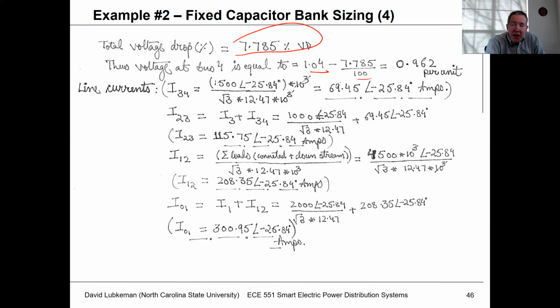You can divide by 100 to get that in per unit. And what we see at the end of the feeder is 0.962 per unit. So we're a little bit on the low side there.